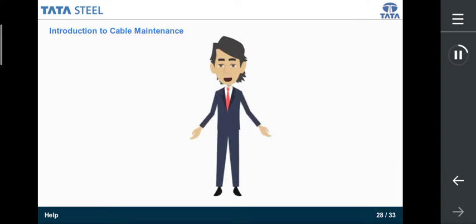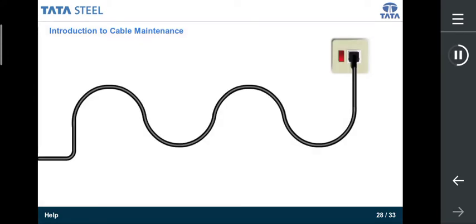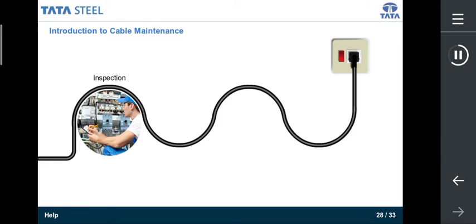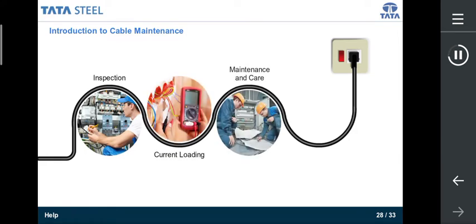That was a lot of information. We now come to the last topic of this course, cable maintenance. Let's understand what it is. The maintenance of cable installation includes inspection, routine checking of current loading, maintenance and care of all cables and end terminations. Click each tab to learn more.